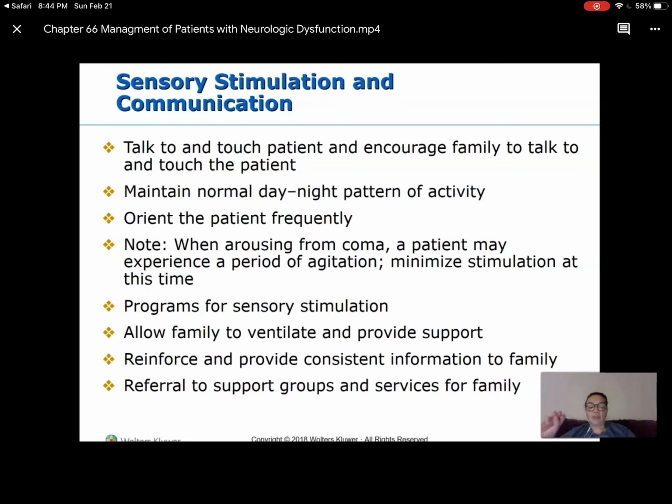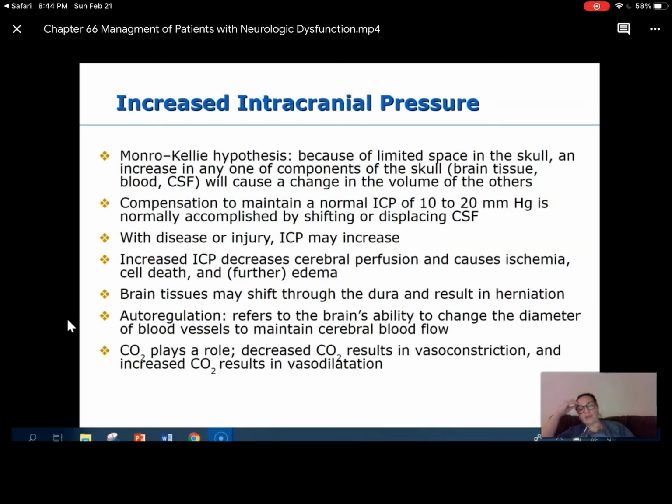Okay, so now we're going to talk about increased cranial pressure. So we've been talking about altered mental status and some causes. Any kind of brain injury can cause this increased cranial pressure. As I said, the skull doesn't stretch. It's not forgiving. The brain is not forgiving.